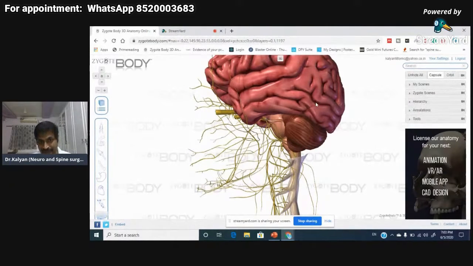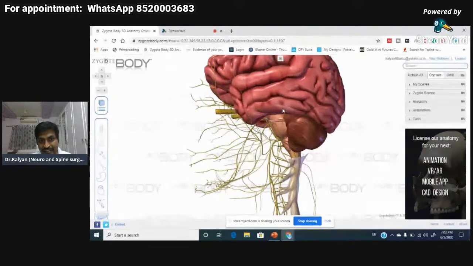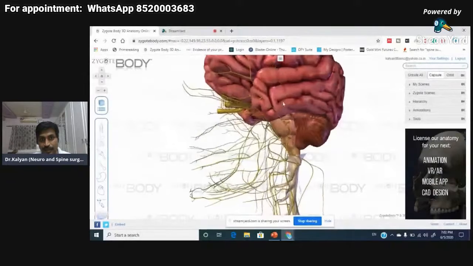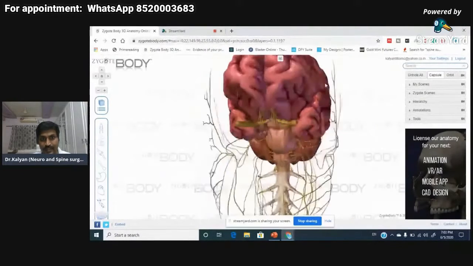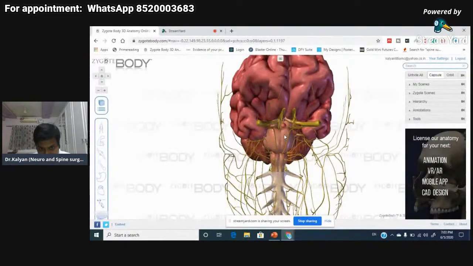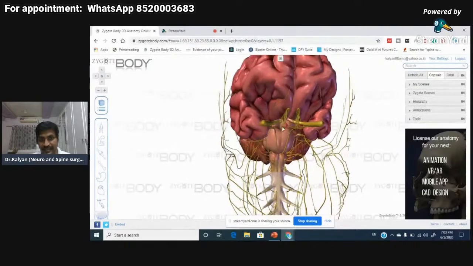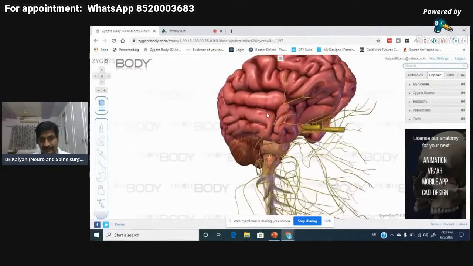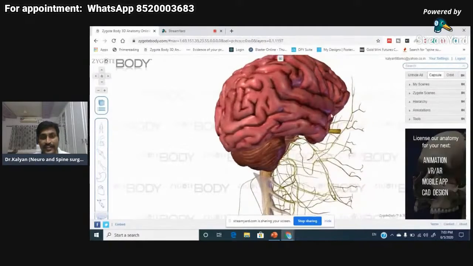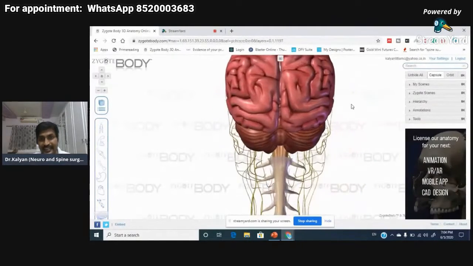So this is the brain. Let me rotate it once. This is the temporal lobe. This is the frontal lobe. You can see the optic nerves. This is the brainstem from the front. This is the spinal cord, which is continuing. So this is the lateral view of the brain. And what are you seeing in the posterior part? This structure beneath the brain, beneath the occipital lobes, and behind the brainstem is the cerebellum.